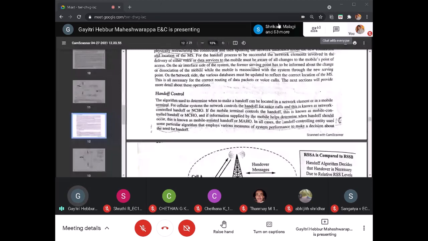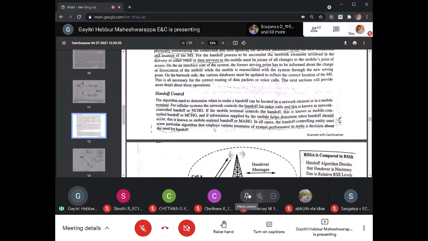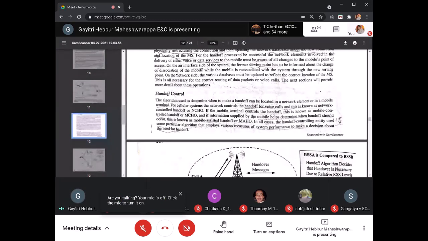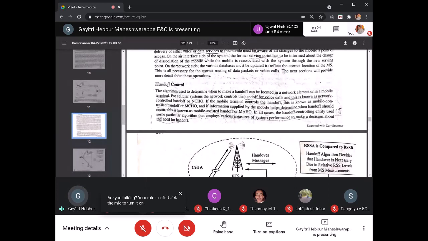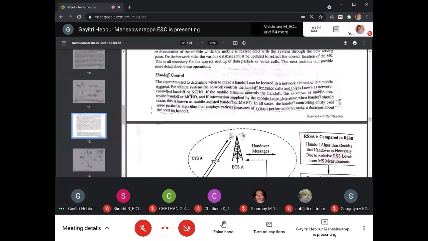In all the cases, the handoff controlling entity uses some particular algorithm that employs various measures of system performance to make a decision about the need for handoff. So each and every element within the cellular system, whether it is a radio base station or a mobile system, will take some measures of system performance to take the decision about the need for handoff. That is called mobile controlled handoff, mobile assisted handoff, or network controlled handoff.